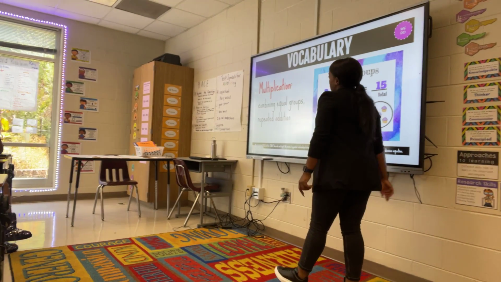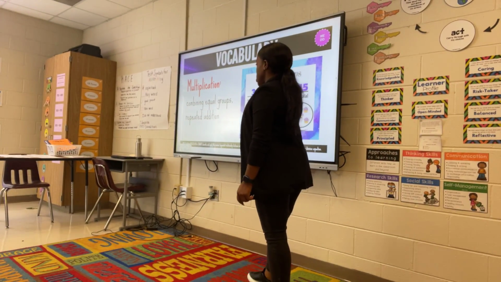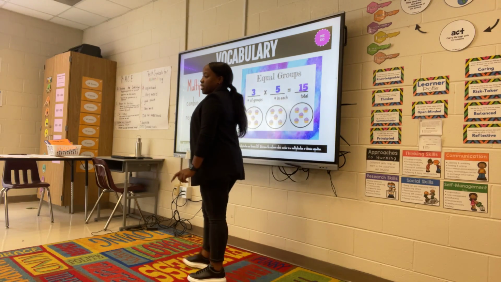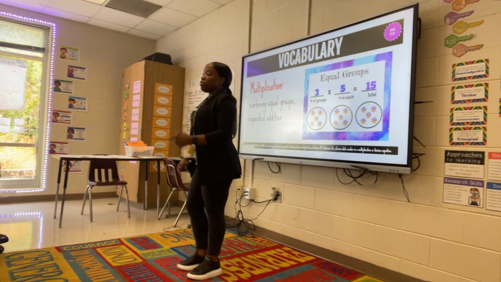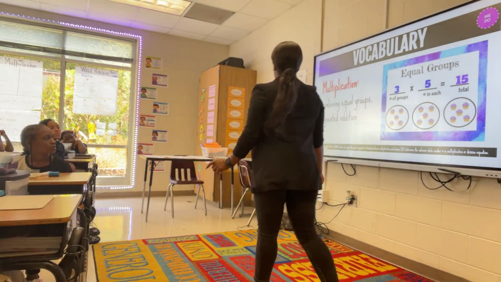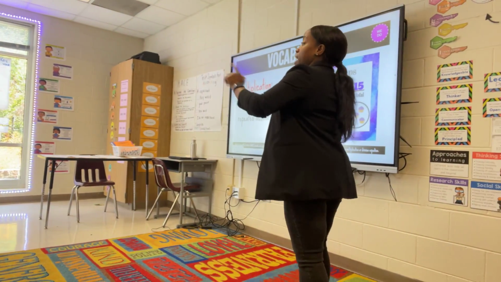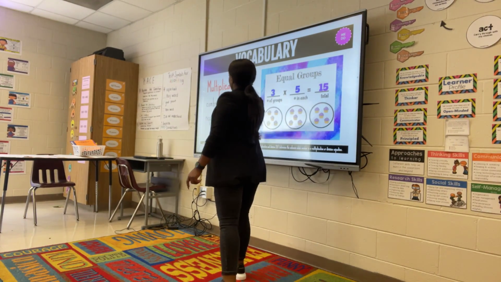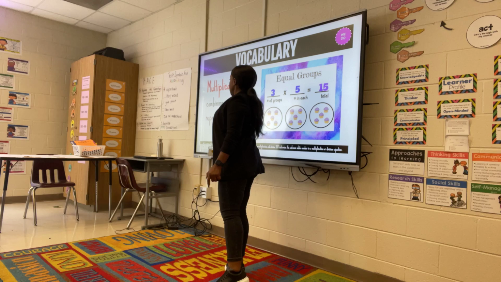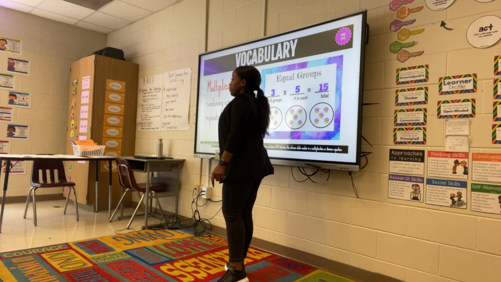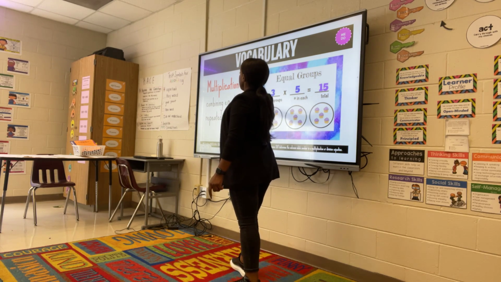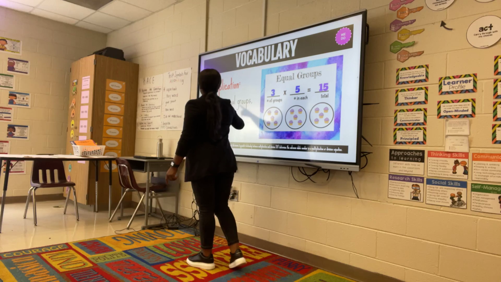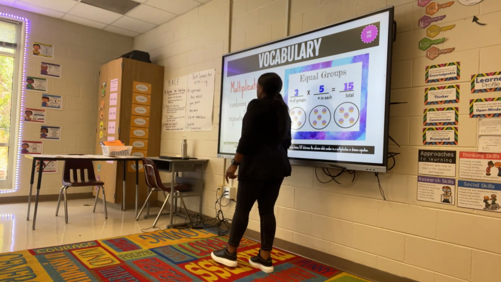So, vocabulary. Multiplication. Let me see if I can call on somebody to read this for me. What strategies do we use in multiplication to find the answer? Let's see. Cash, go ahead. Combine equal groups and repeated adding. So those are two strategies that we can use: combining equal groups and repeated addition.